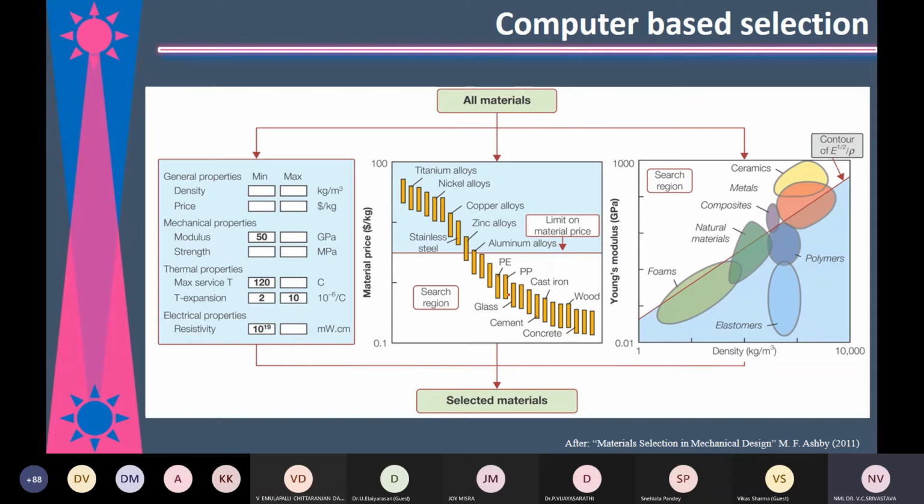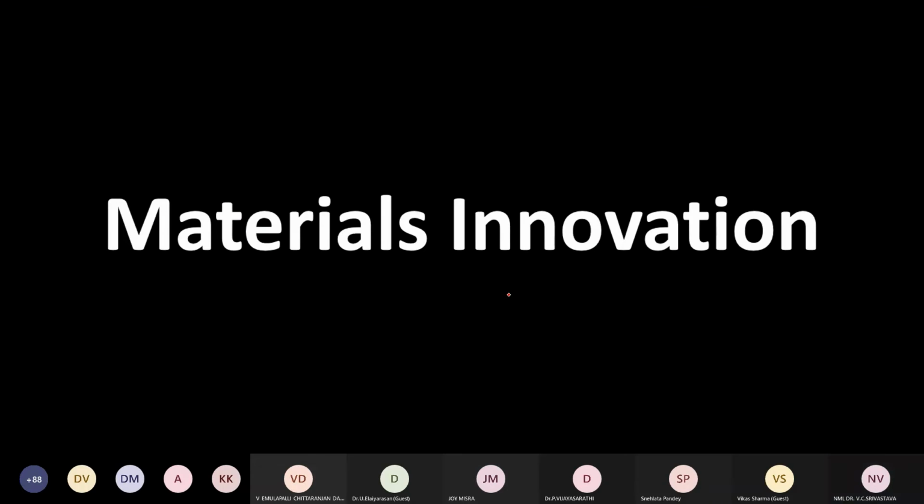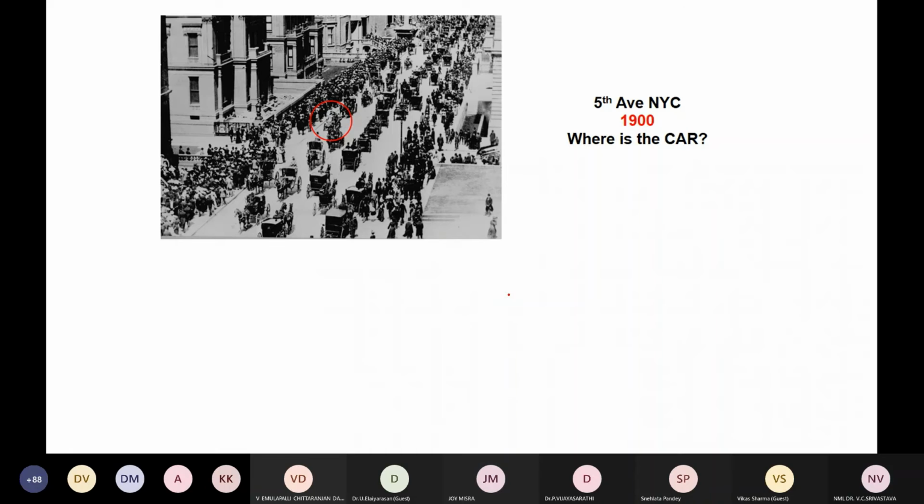I think I am going very slow. So, yeah. So now we go to materials innovation. Here, this is a picture you see from 1900 on Fifth Avenue. There are no cars, all are horse-drawn carriages here. There is one car here, you see.